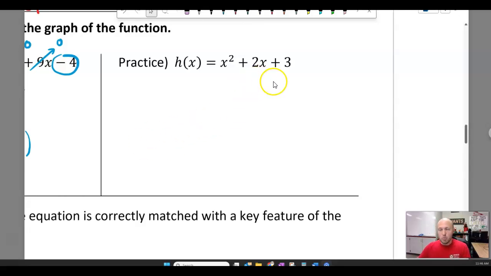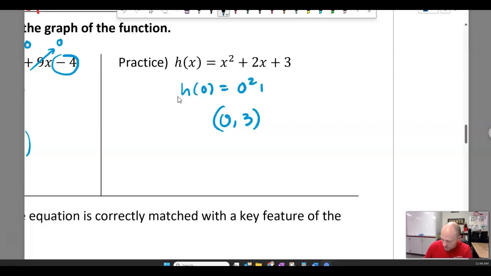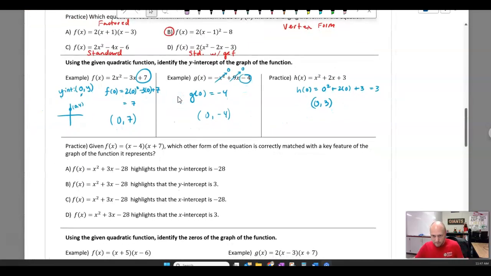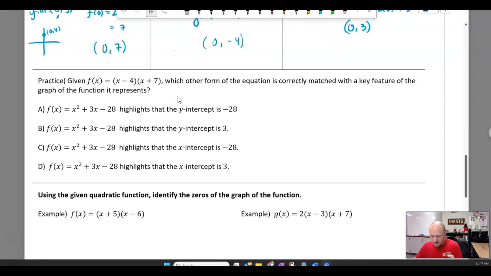Go ahead, I don't think you need to pause me too long. Try this practice problem here. What do you get for the y-intercept? Did you do it? Good. Hopefully you got (0, 3). That's your y-intercept, because h of 0, if we plug this in, we get 0 squared, which is 0, plus 2 times 0, which is 0, plus 3, which gives us 3. Pretty straightforward.